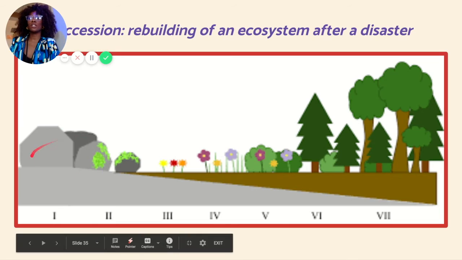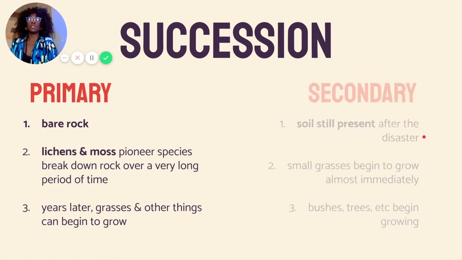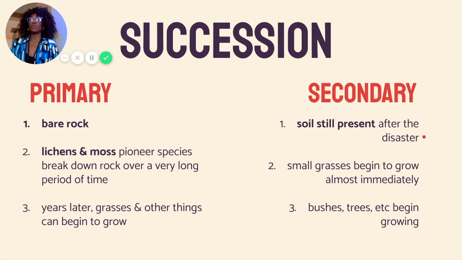Okay, so this is what it could look like after some sort of disaster, right? There's no life. And then slowly and surely over decades and decades, we start to grow bigger and bigger trees and whatnot, right? So for succession, we have primary succession. That's when it starts with the bare rock. Then there's lichens and moss that are the pioneer species that are going to break down that rock over a very long period of time. Then years later, grasses and other things can begin to grow.